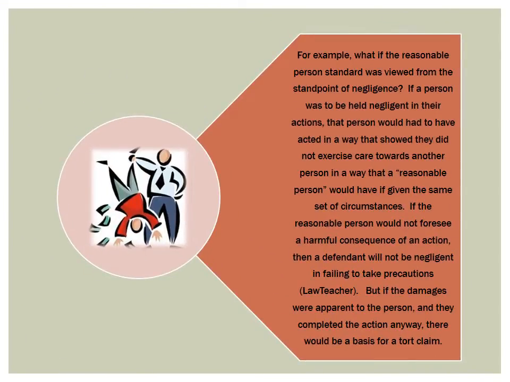For example, what if the reasonable person standard was viewed from the standpoint of negligence? If a person was to be held negligent in their actions, that person would have to have acted in a way that showed that they did not exercise care towards another person in a way that a reasonable person would have if given the same set of circumstances. If the reasonable person would not foresee a harmful consequence of the action, then a defendant will not be held negligent in failing to take precautions. But if the damages were apparent to the person and they completed the action anyway, there would be a basis for a tort claim.